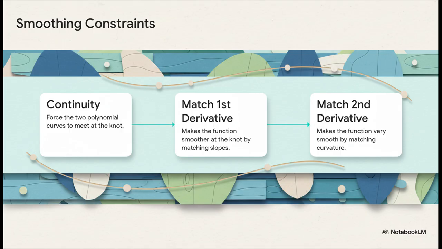We tell the model the two curves have to actually meet at the knot. No more jump. That's continuity. Second, we force their slopes, their rate of change, their first derivative, to be exactly the same at the knot. This gets rid of any sharp, pointy corners. And third, for that ultimate buttery smoothness, we also force their curvature, their second derivatives, to match up perfectly.